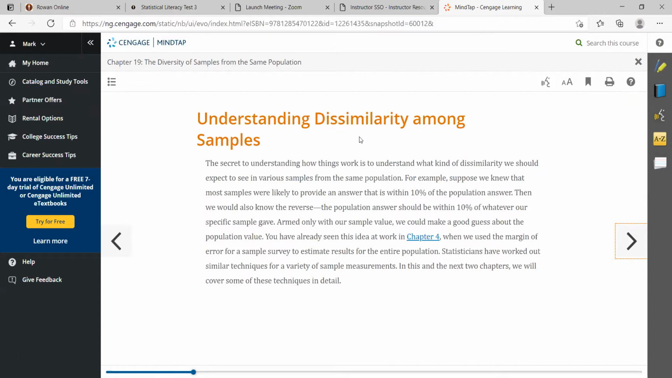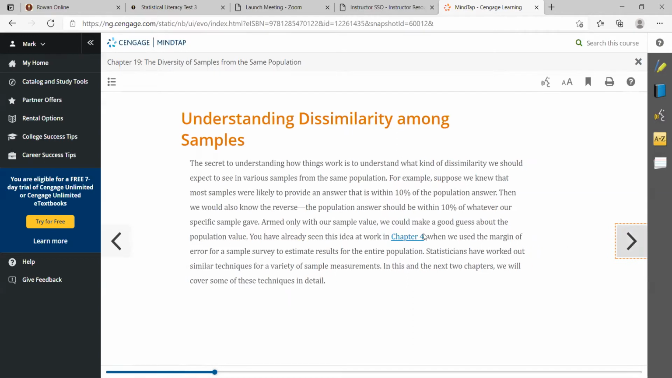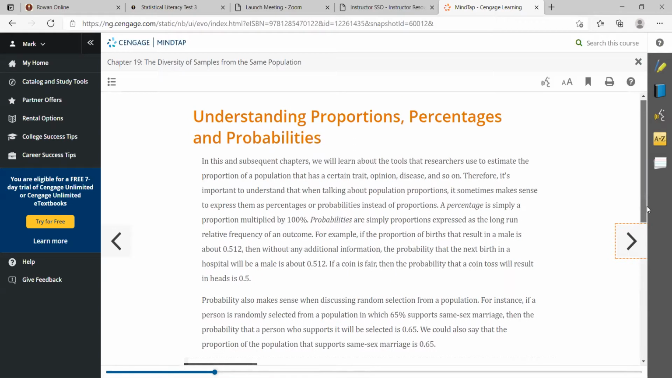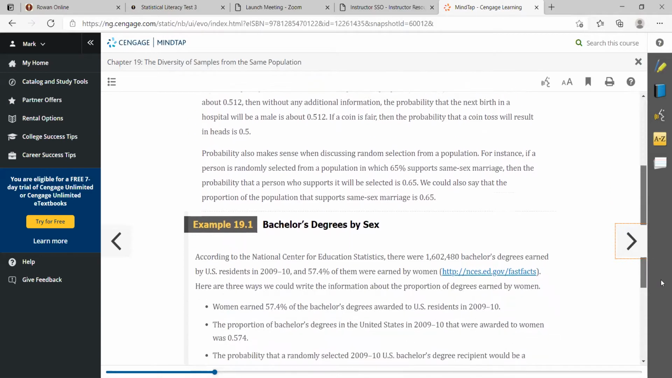That means different samples would get different sample means and sample proportions, and that's why we have confidence intervals, for example. We don't use just the sample mean to estimate the population mean. We want to use some sort of interval of values to estimate the population mean or population proportion, whatever we're estimating. All right. So in this section here, they talk about proportions, percentages, and probabilities.